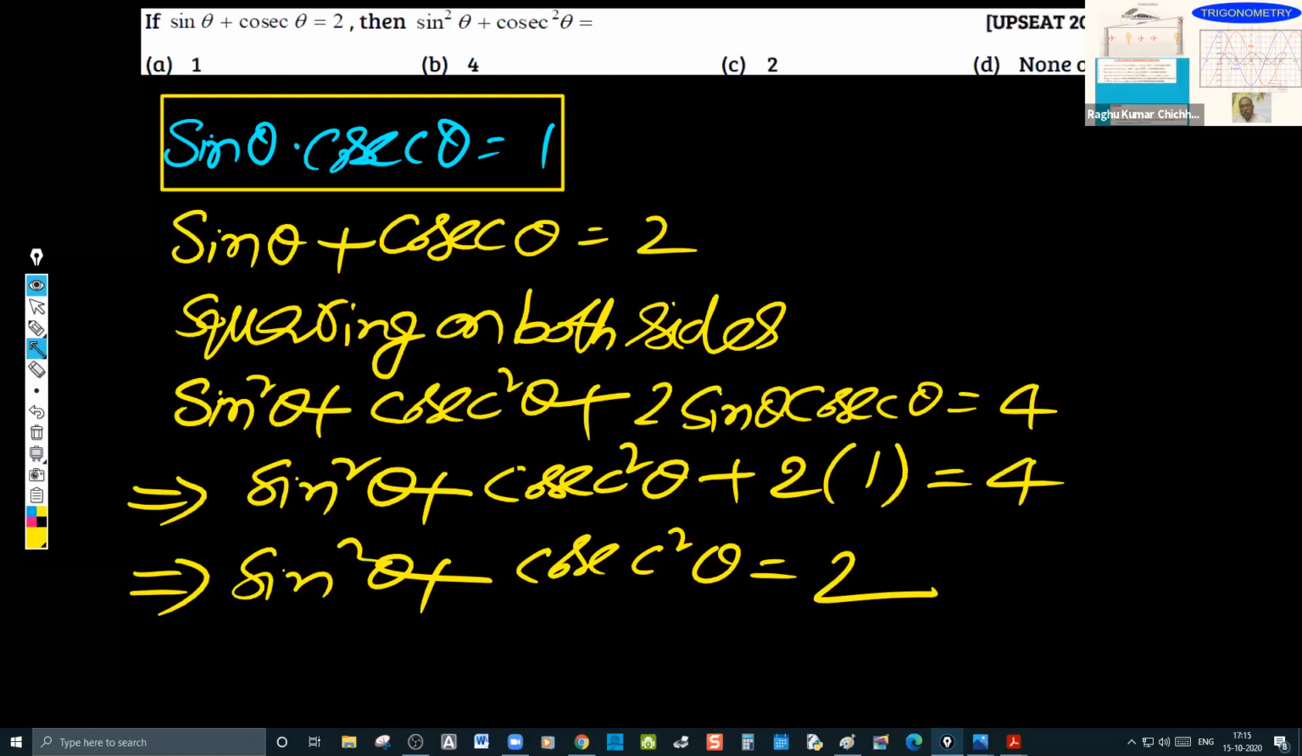So the basis for this question, what I wrote in the box in the beginning, is that, and not only this, if you are asked to find out whatever the power it is, you can find it out because you know sine into cosecant is equal to 1. This is a simple question you can understand based on sine theta into cosecant theta is equal to 1. Let us see one more question like that.